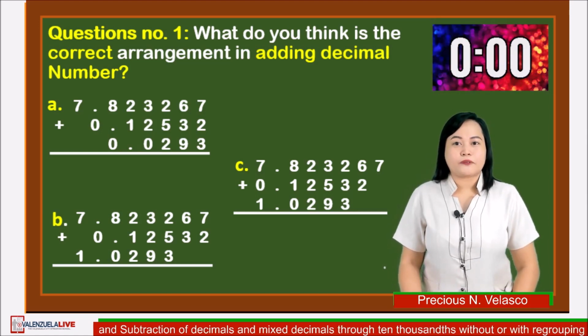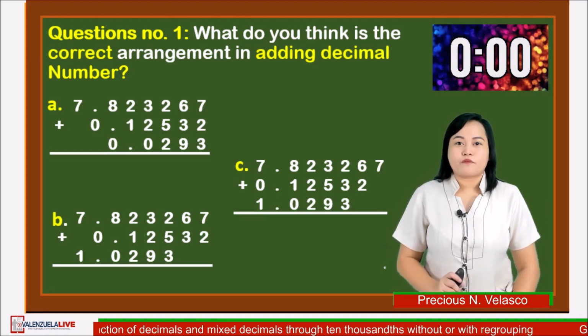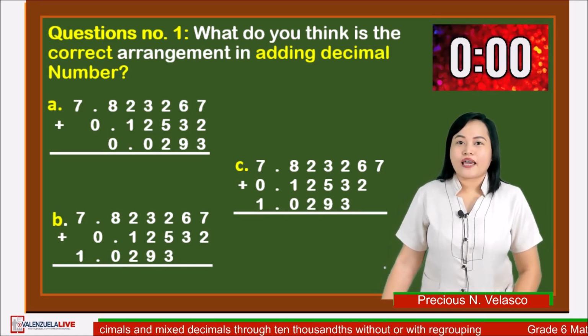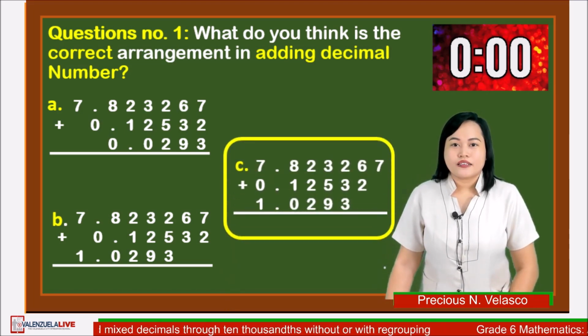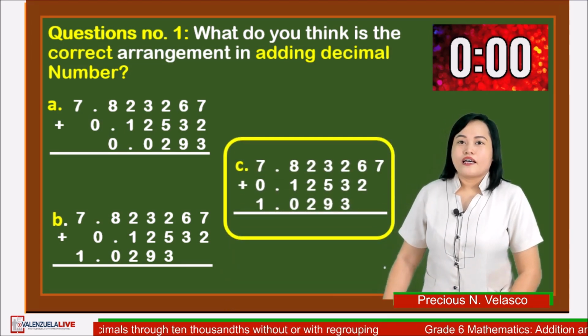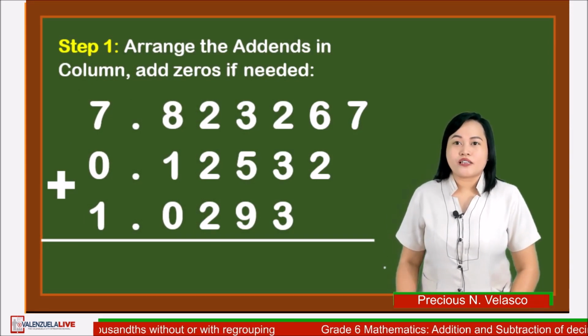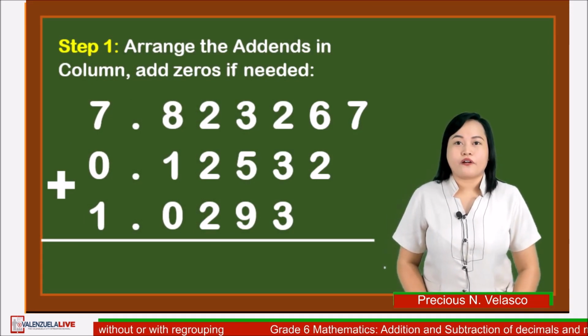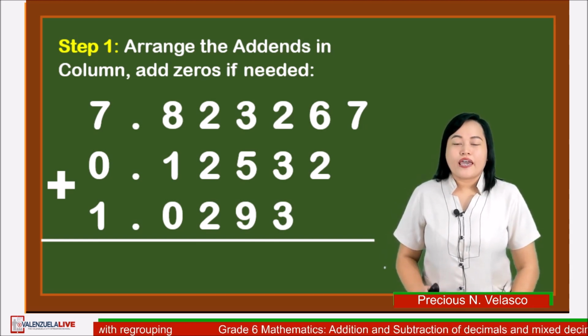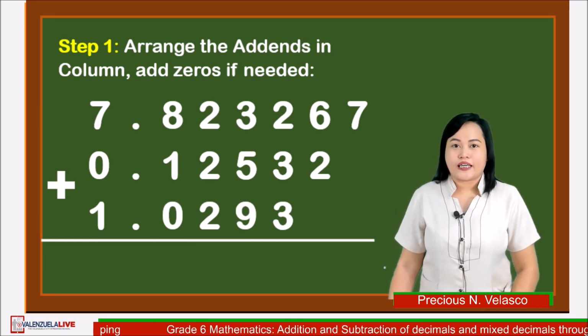Okay, time's up. So, let's see. I can see that you've got the correct answer. So, the correct answer is letter C. Very good. So, in adding a decimal number, the first step is we are going to arrange the addends in column and add zeros if needed.